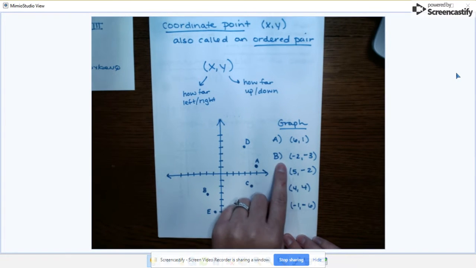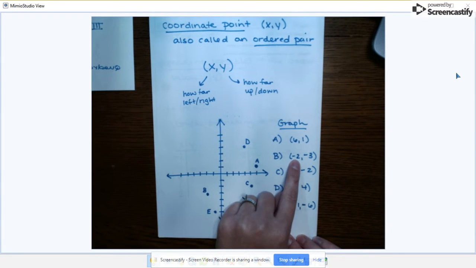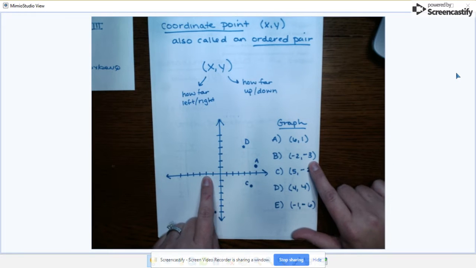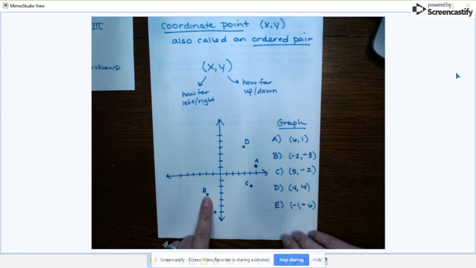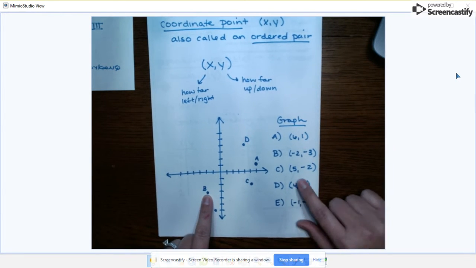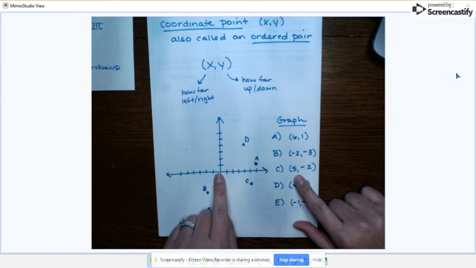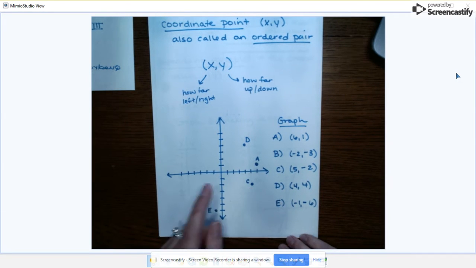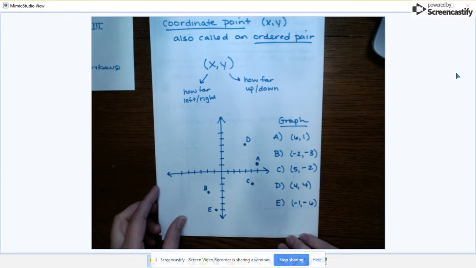Okay. B is -2, which is to the left 2. So we always start at the origin and go left 2, and then we go down 3, and I labeled that with a B. C is 5 to the right, and then down 2. And then you can look at D and E.